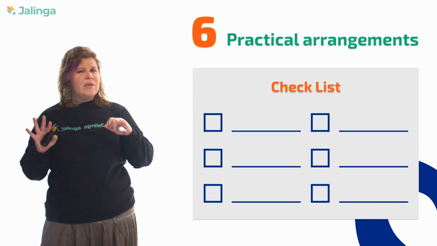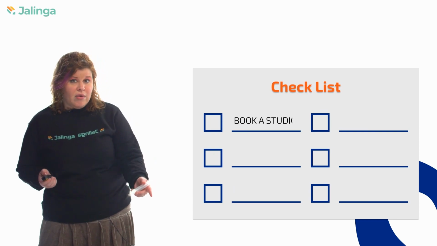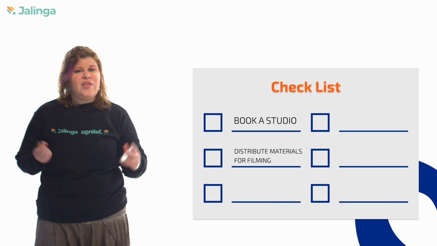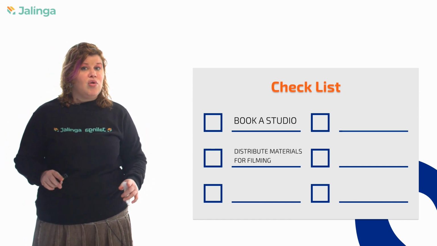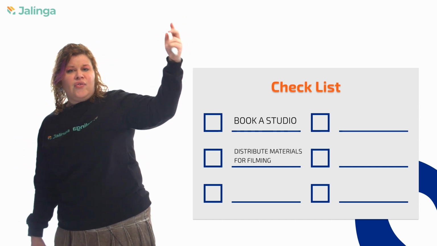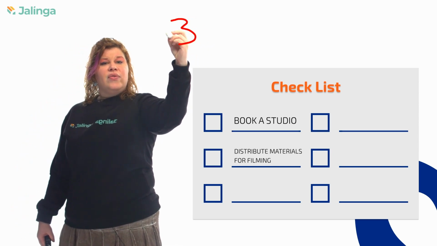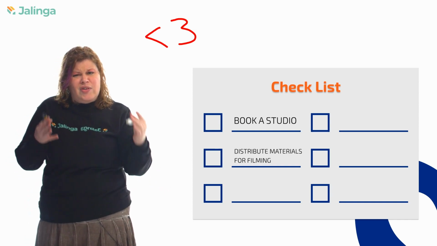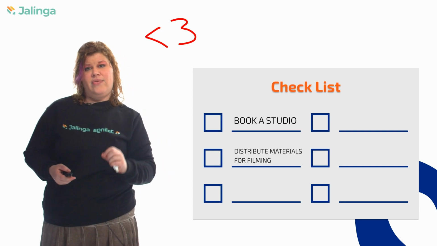Tip number 6, make practical arrangements. Book a studio and distribute materials for filming well beforehand. Start with a 2-hour shoot. That way you can get an estimate of how long it takes you to record one video. From our experience, speakers at our studio would not recommend recording for more than 3 hours without taking some breaks in between, as it was difficult to maintain the correct emotional tone and energy otherwise.